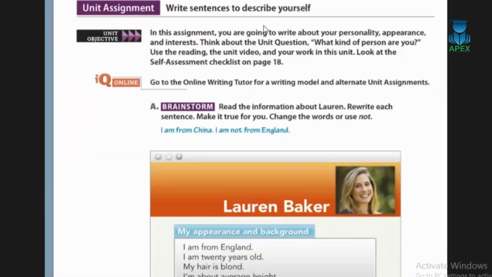The next page, unit assignment. Write sentences to describe yourself. In this assignment, you're going to write about your personality, appearance, and interests. Think about the unit question, what kind of person are you? Use the reading, the unit video and your work in this unit. Look at the self-assessment checklist on page 18. So this part, guys, you should write about your personality, appearance, or your interests. And here, part A, we have a sample.